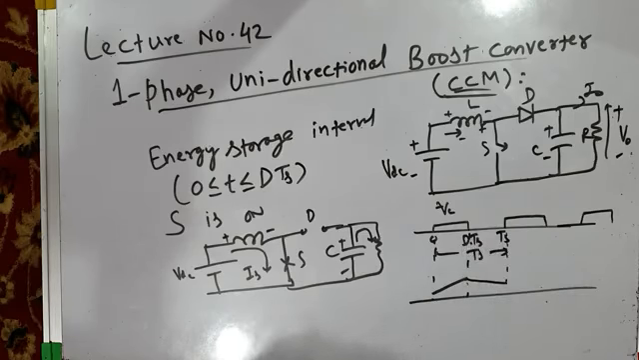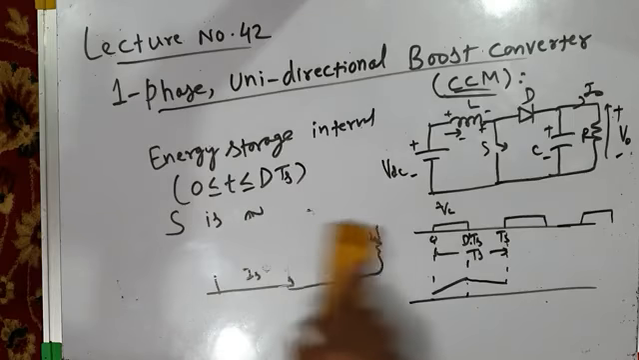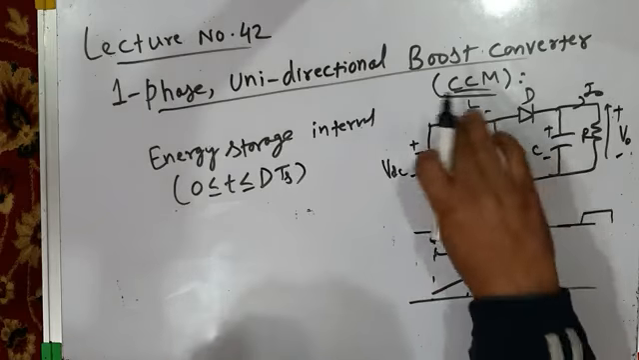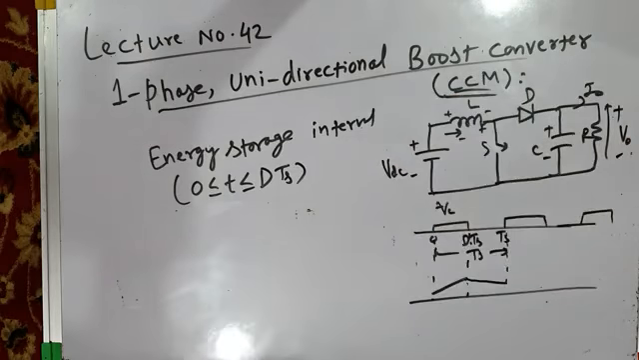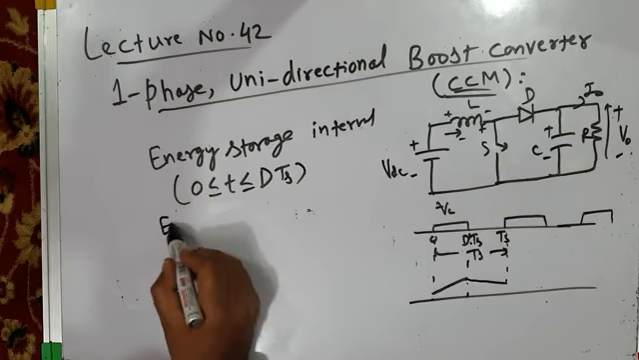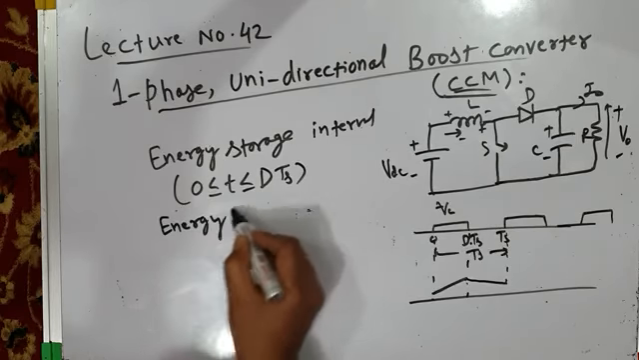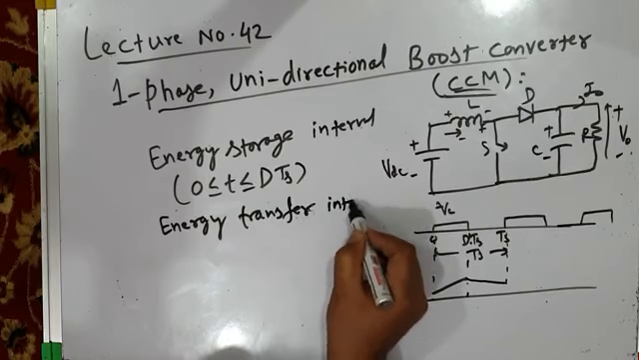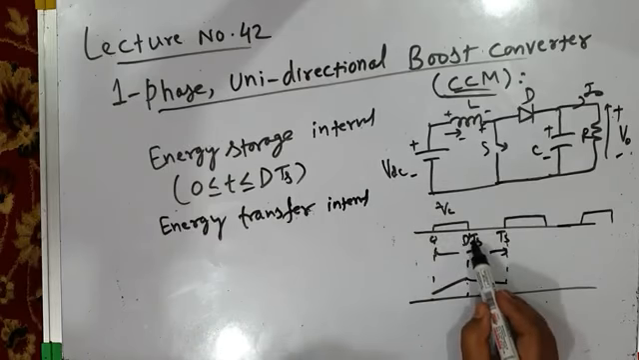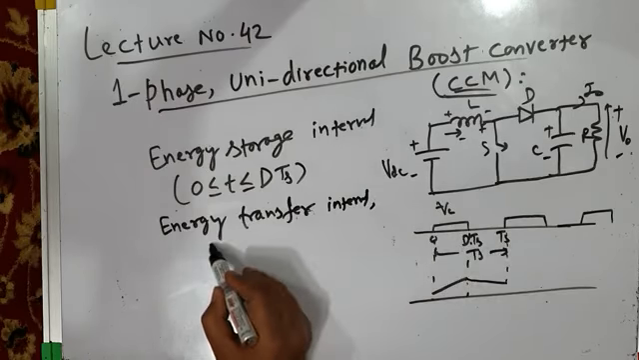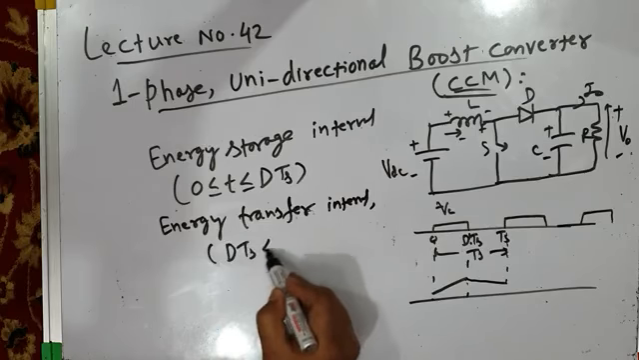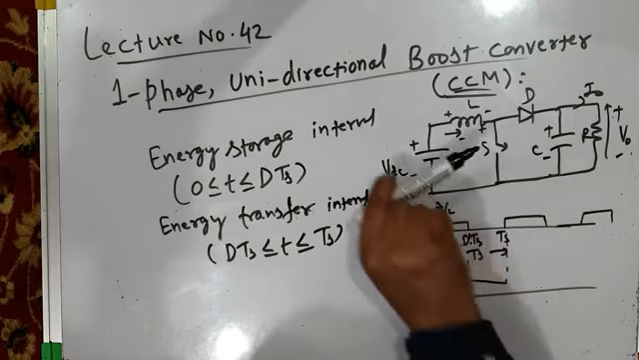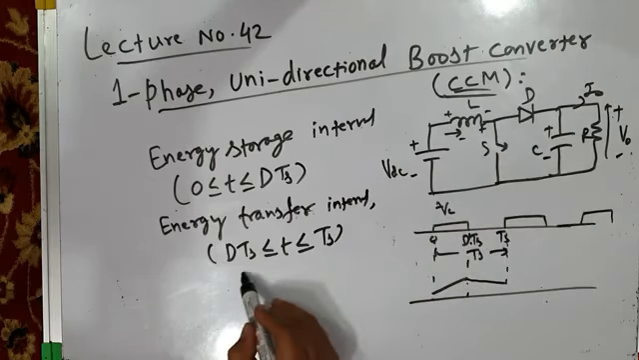From DTs to Ts, the control pulse is low, and when the control pulse is low, the inductor releases the energy. So that is called the energy transfer interval. The energy transfer interval is from DTs to Ts, that is DTs less than or equal to t less than or equal to Ts. And during this energy transfer interval, the switch is off, and the equivalent circuit is like this.